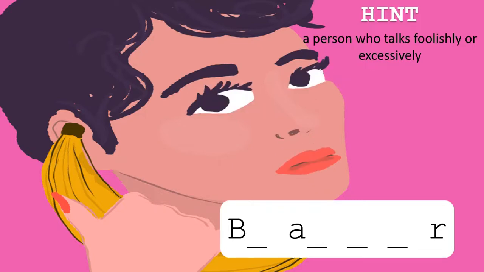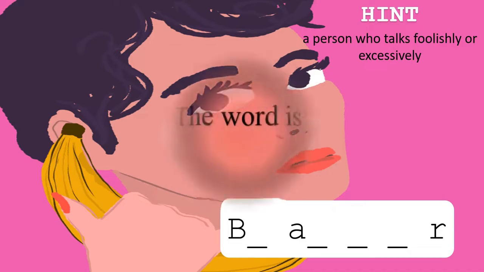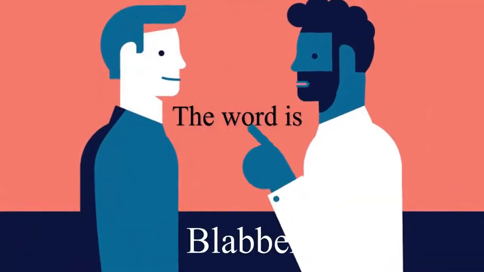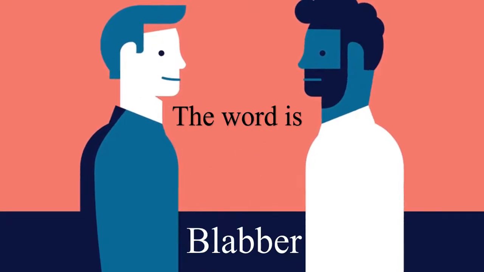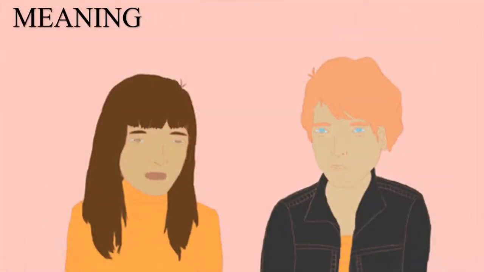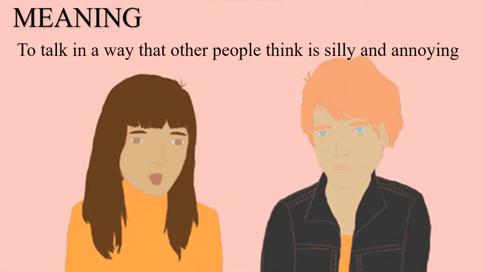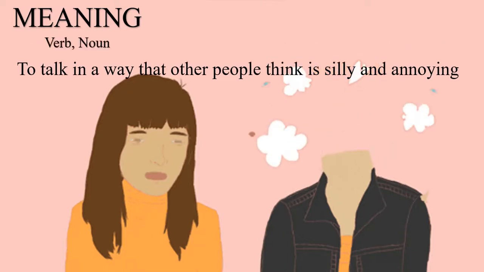That's great. And the word is blabber. Blabber means to talk in a way that other people think is silly or annoying, and is a verb as well as a noun. Noun means a person. Verb shows an action.